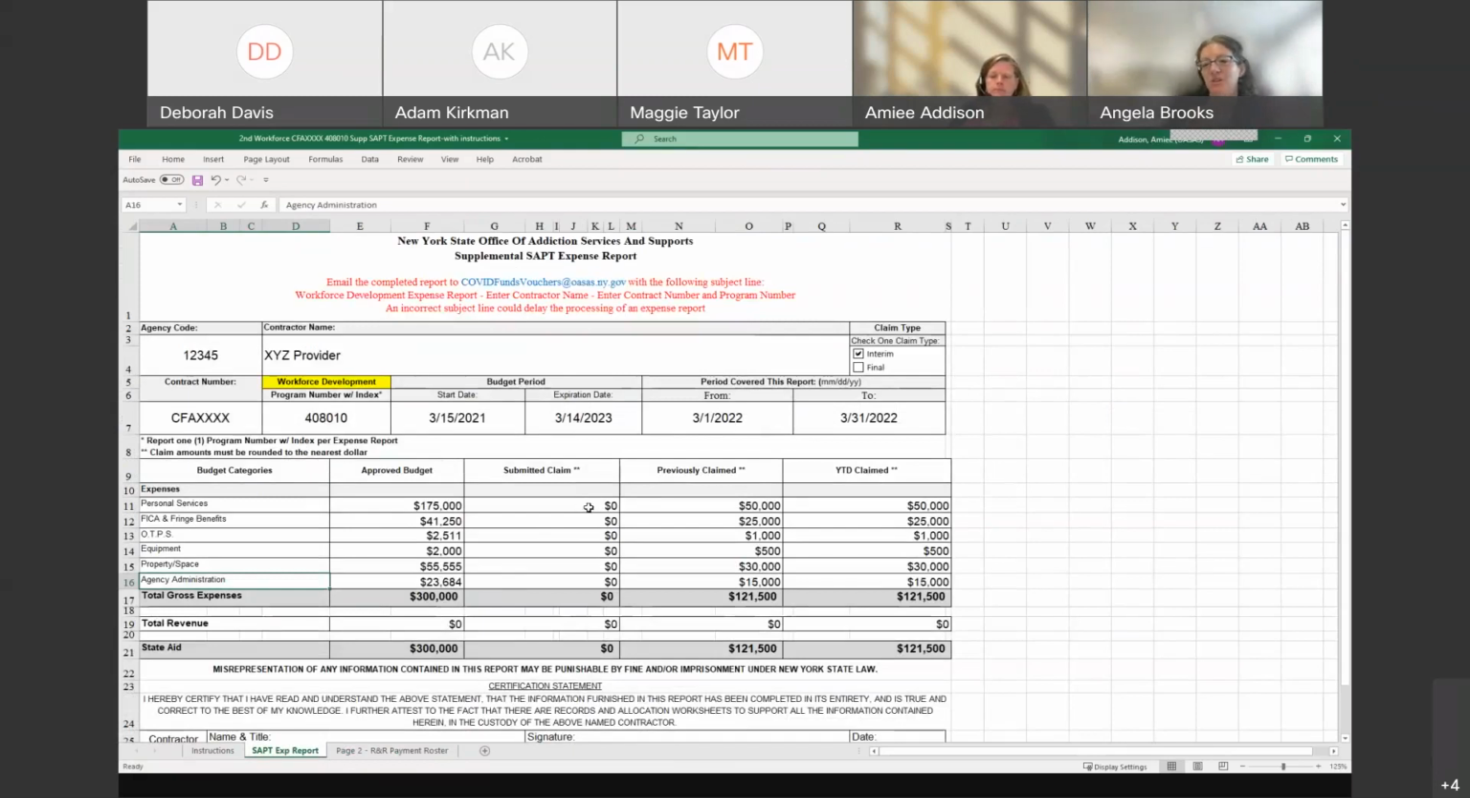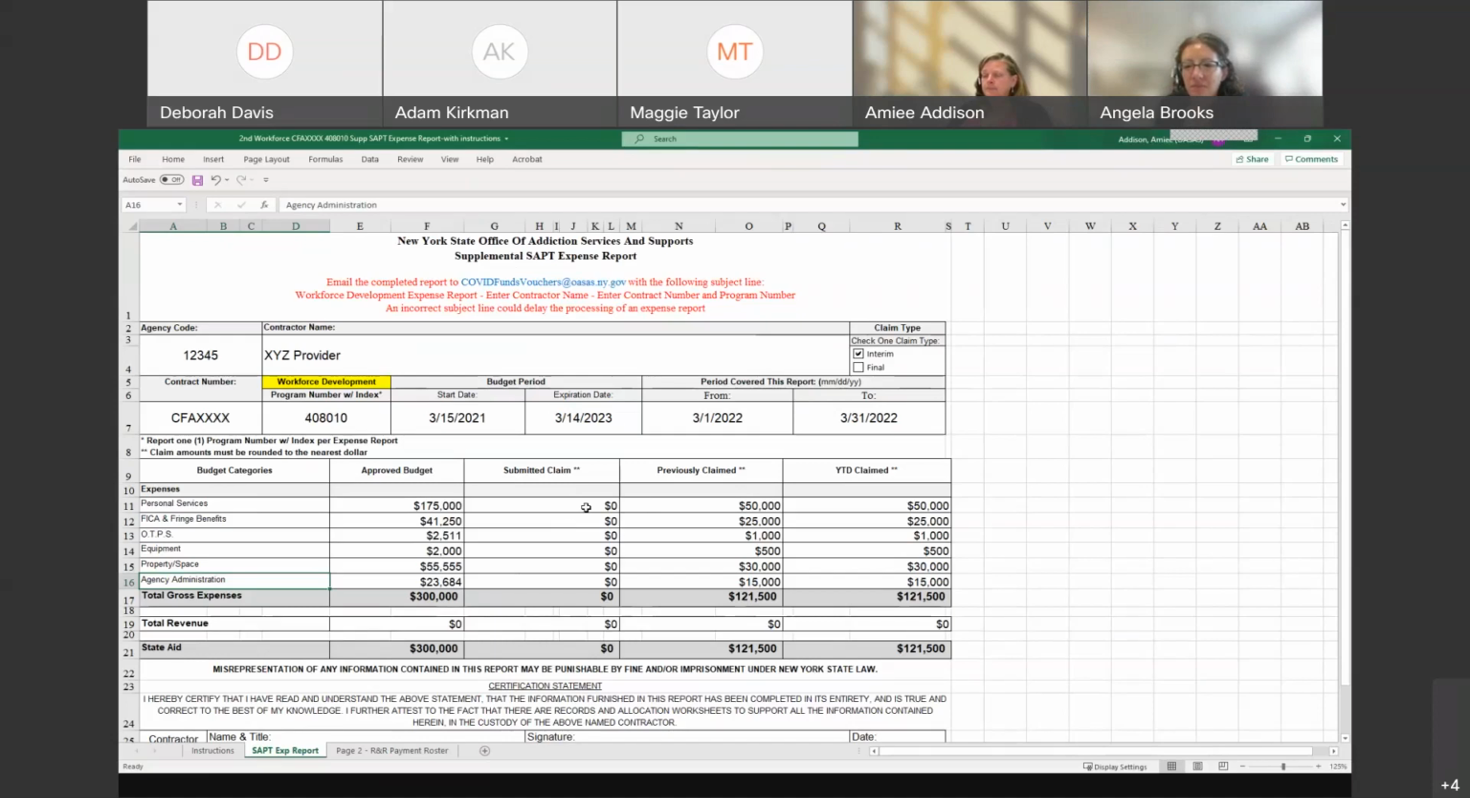All right, the next question is when do we submit expense reports? When you have expenses that you would like to be reimbursed for, and no more than once a month. And as we're talking this through, something occurred to me that I'll just throw out there too.